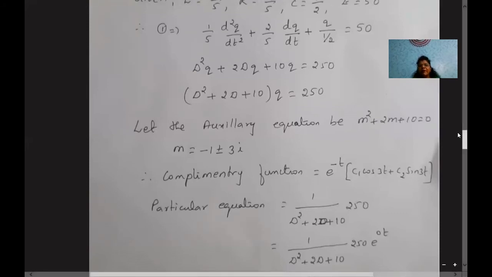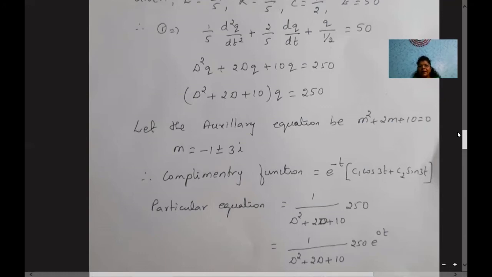To find the complementary function, first I should find the auxiliary equation, that is m square plus 2m plus 10 equal to 0, a quadratic equation. Solve it, you will get the complex roots minus 1 plus or minus 3i. This is of the form alpha plus or minus i beta. The complementary function is e power minus t into c1 cos 3t plus c2 sin 3t.